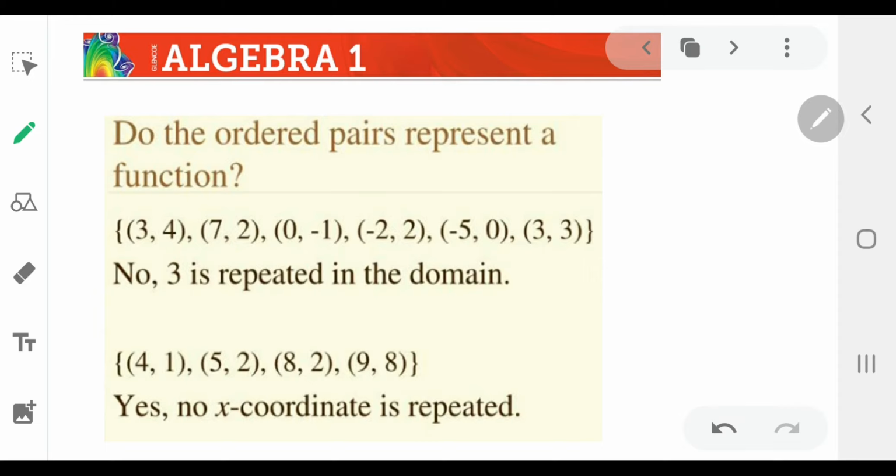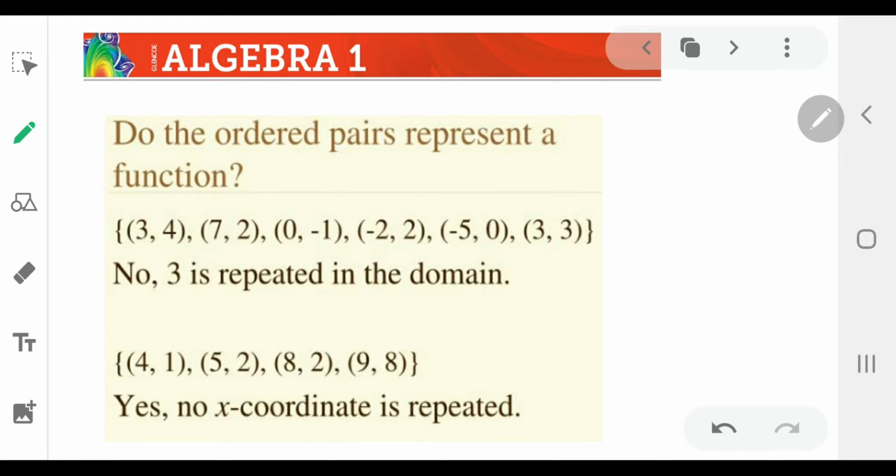Now, the next part of this topic is a function. What makes a function different than a relation? First of all, you have to know for sure that a function is one kind of a relation. A function is originally a relation under certain condition. And what is this condition? That the x values cannot be repeated ever.